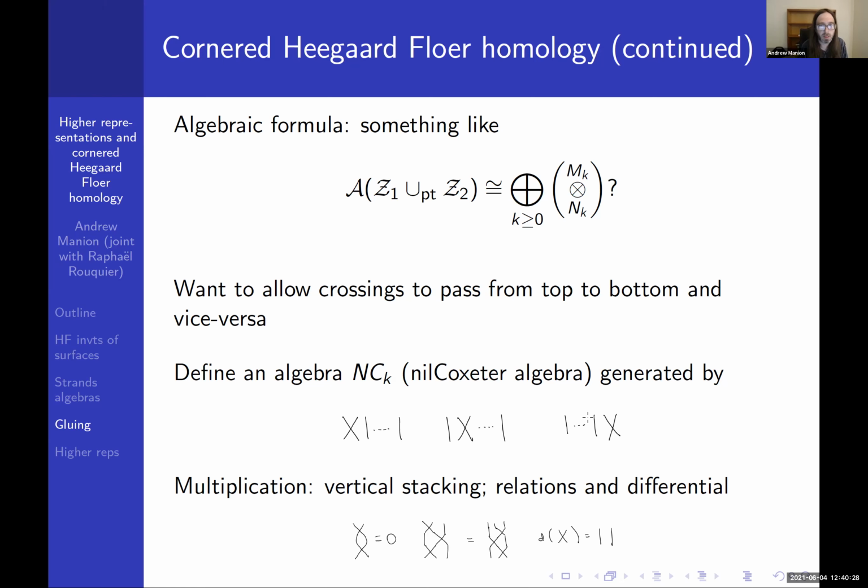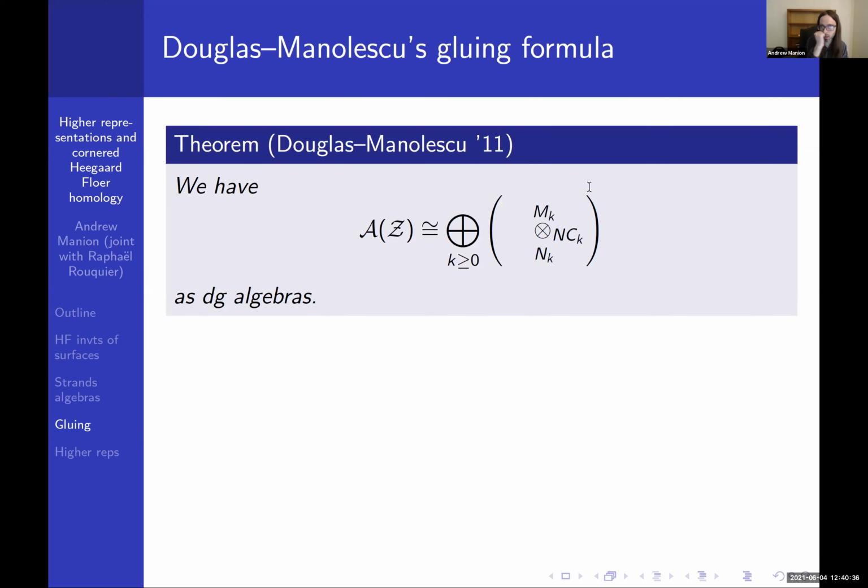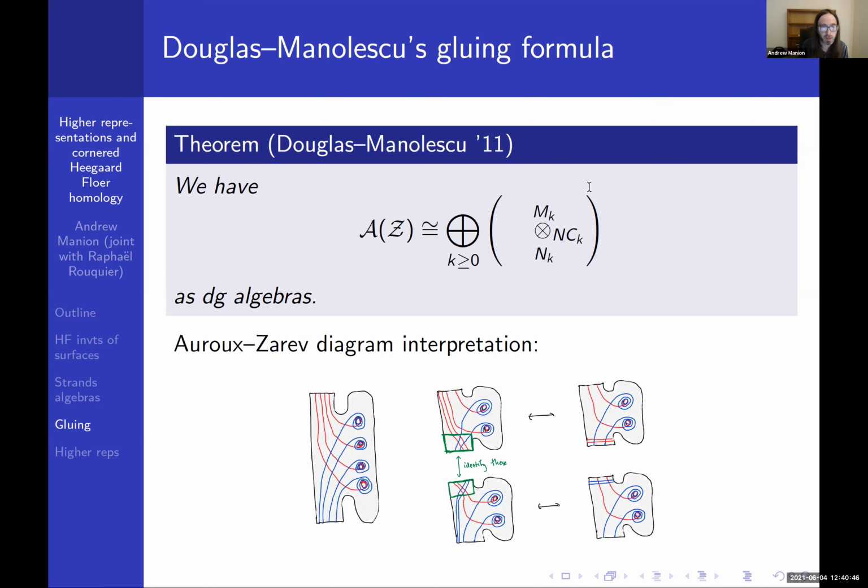Okay, so that is some algebra that if I tensor over it here, then that will allow crossings to pass from top to bottom. And so Douglas-Manolescu's theorem can be stated as follows. If Z is Z1 union along a point with Z2, then the algebra of Z can be described as follows. And so I want to think of this in terms of the arc diagrams. Here's my thing on the left. And if I really want to look at what I have in terms of cutting along the middle and having two pieces, I can think of it as follows.